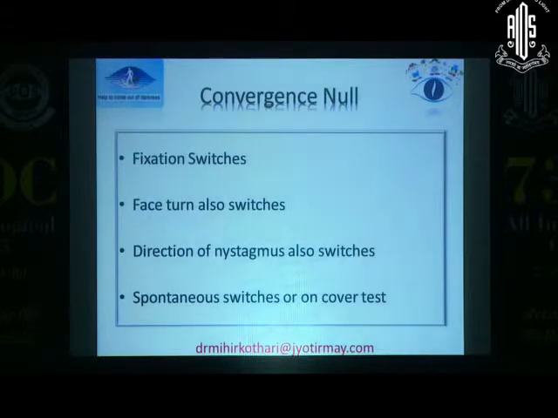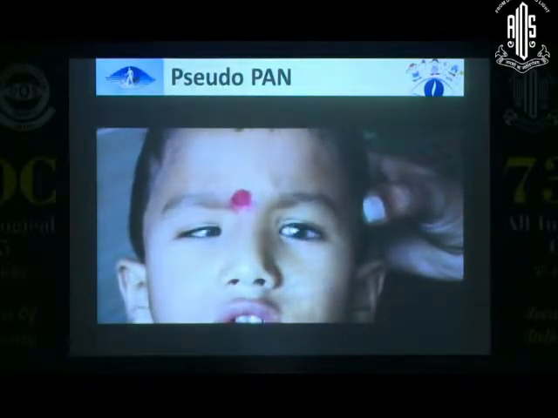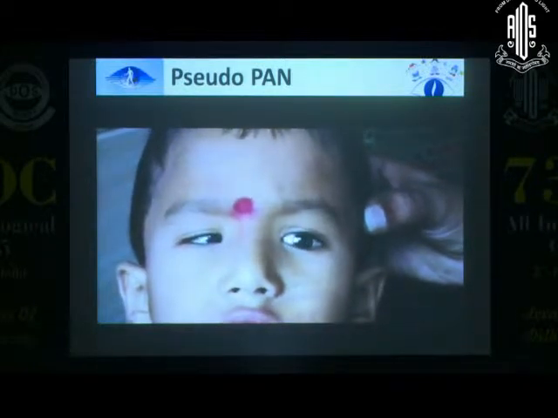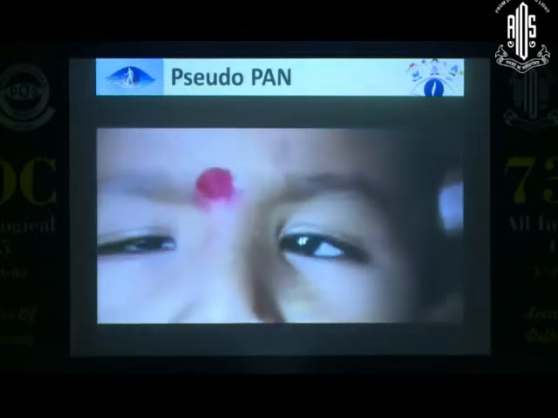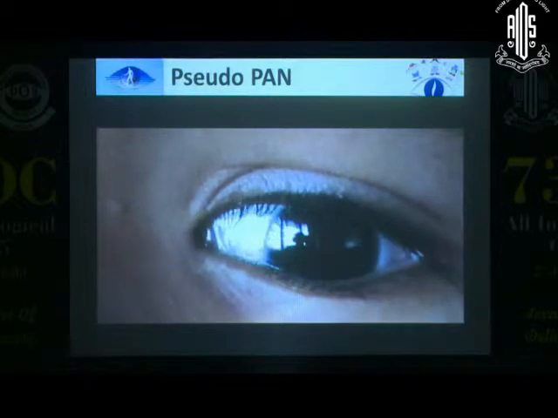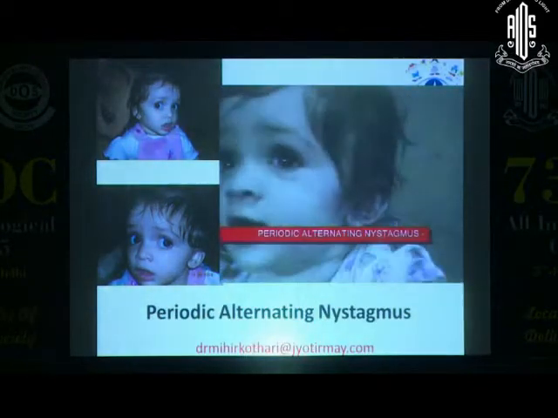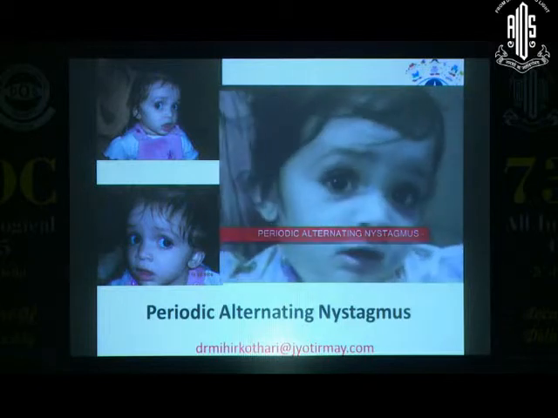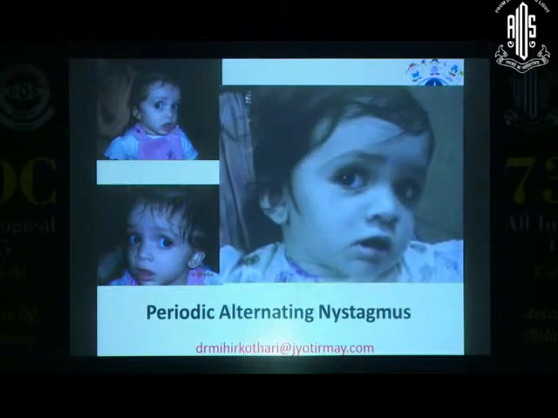So in patients who are switching their face turn or those who are having changes in the direction of the nystagmus, you must do a cover test to find out whether this is because of fusion maldevelopment nystagmus syndrome or this is a typical periodic alternating nystagmus, because the treatment is going to be different for both of them. Sometimes it is very obvious that this child is switching the fixation from one eye to the other eye, and the direction of the nystagmus also keeps switching from the left to the right as the fixation switches. But unless you do an eye movement recording in some patients like this, it is very difficult, and you may still make a diagnosis of aperiodic or periodic alternating nystagmus.